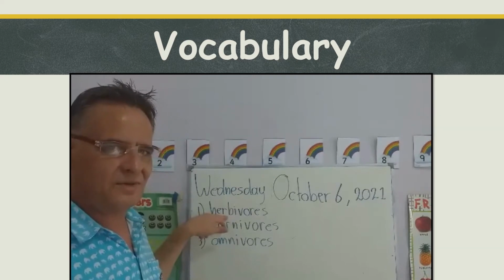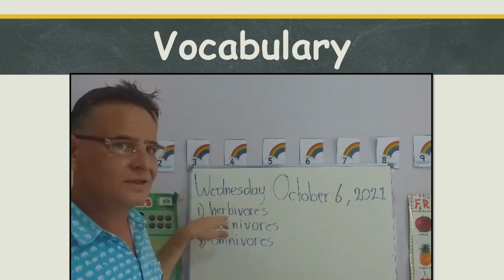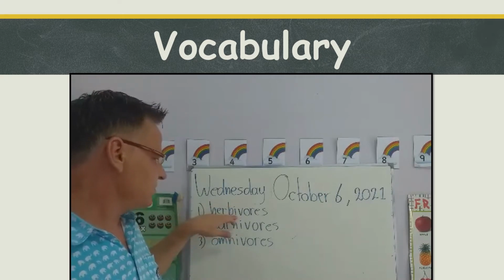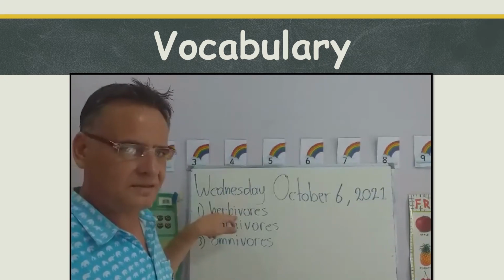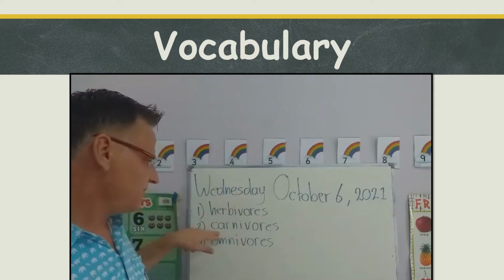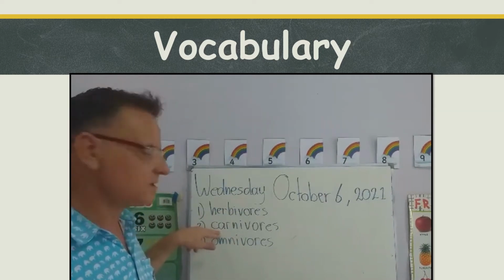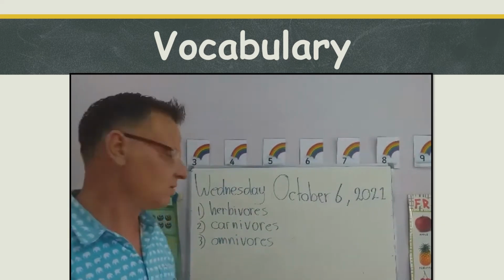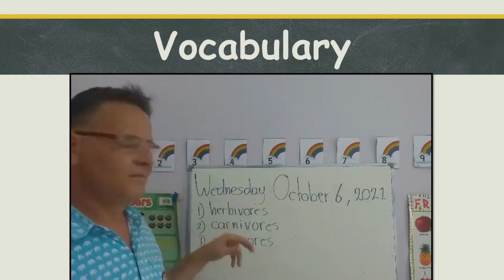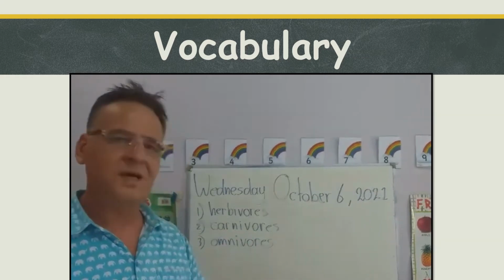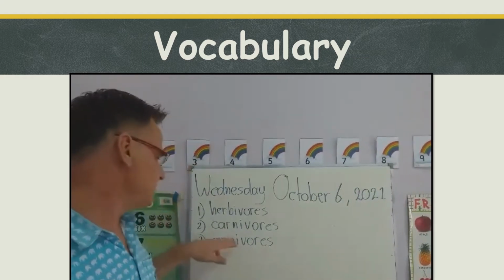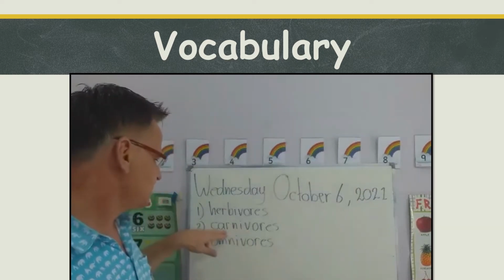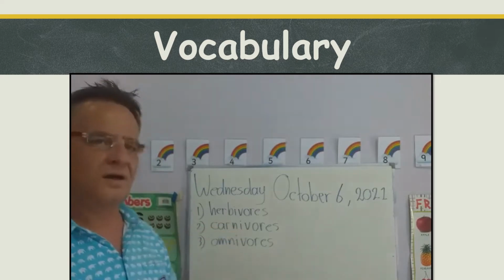Herbivores are animals that only eat plants, right? Then we have carnivores. Carnivores are animals that only eat other animals, so only eat meat. If you would give them meat from the Tesco, they will eat that too, but if you don't, they have to hunt, so they will eat other animals.